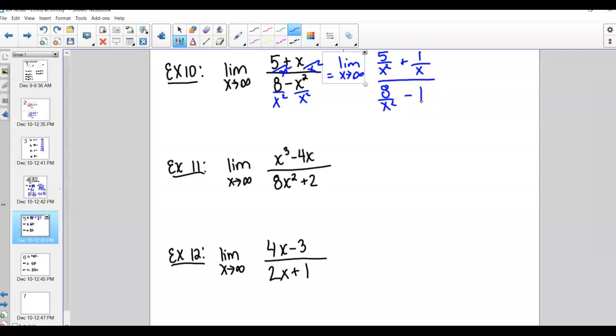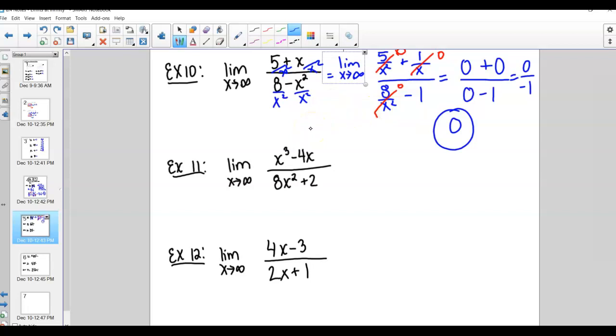Okay? And so remember, anything with an x in the denominator, as x approaches infinity, is going to go to 0. So this is going to be 0, this will be 0, and this will be 0. So what we end up with here is 0 plus 0 over 0 minus 1, which will give us 0 over negative 1, and 0 divided by any number is 0. So we get a limit of 0 for number 10.